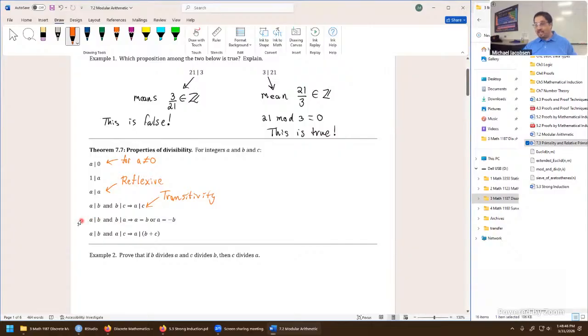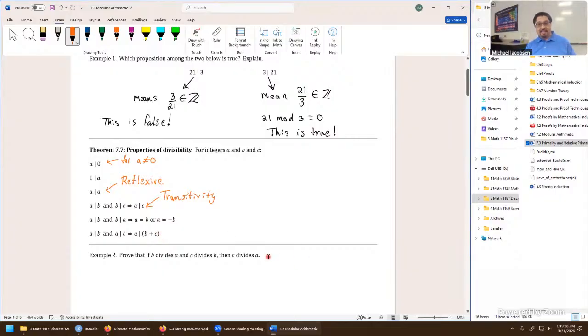Then a couple more properties just for the sake of completeness. If A divides B and B divides A, that's unusual, right? If this always works for any element A and B, this would be a symmetric relationship, but that's not true. 5 divides 15, but 15 does not divide 5. So if these are both true, that would mean either A and B are identical or they're opposite of each other. And finally, this is kind of a distributive property in a certain sense. If A divides B, A divides C, and you sum B and C together, A has to divide the sum altogether. So we're going to prove one on the list.